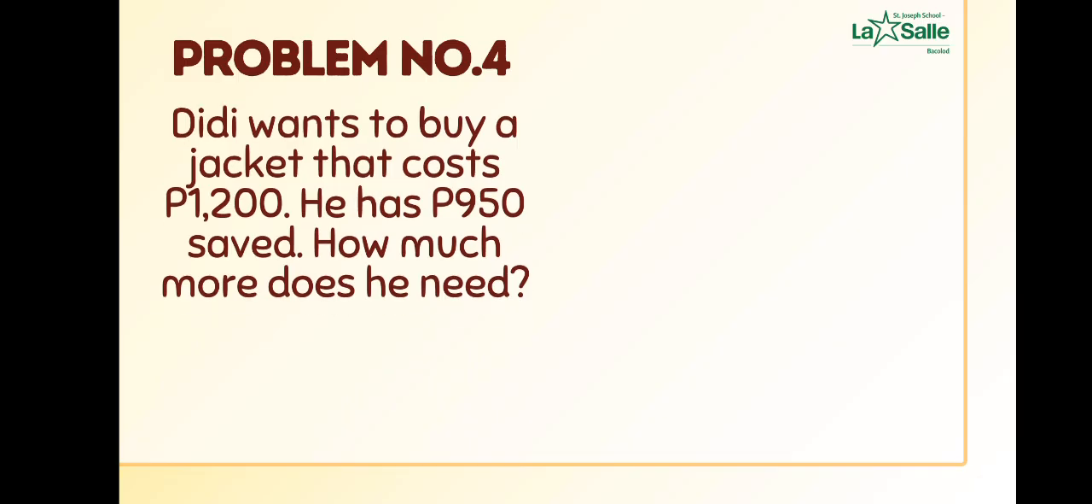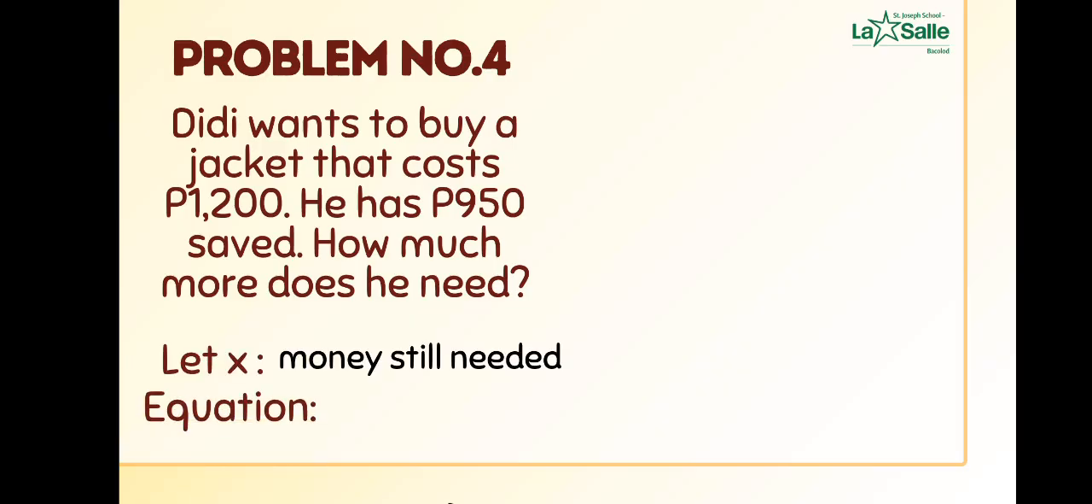Problem number 4. Didi wants to buy a jacket that costs 1,200 pesos. He has 950 pesos saved. How much more does he need? So here, our x represents the money still needed. And for the inequality, it would be 950 plus x, since we are looking for that extra amount that Didi needs in order to buy the jacket. It should be greater than or equal to 1,200.